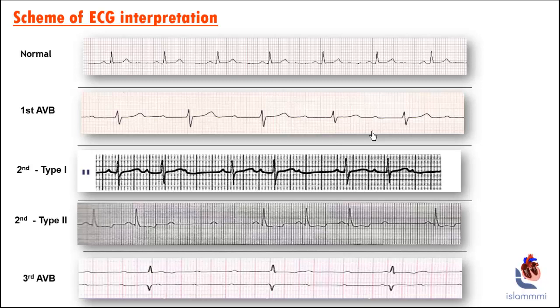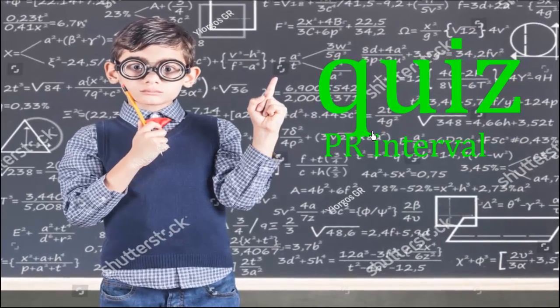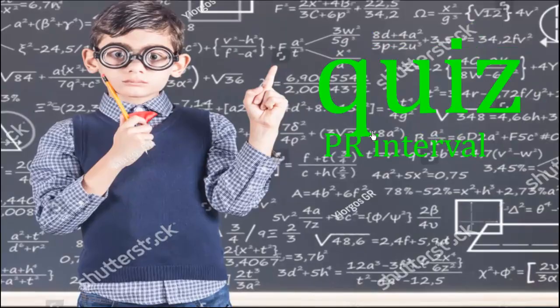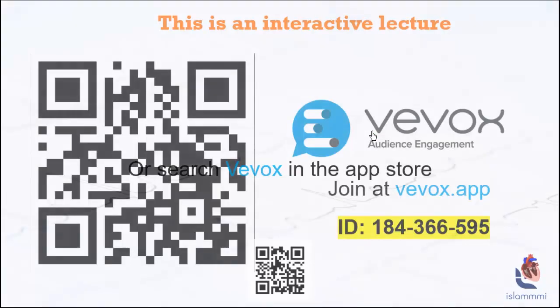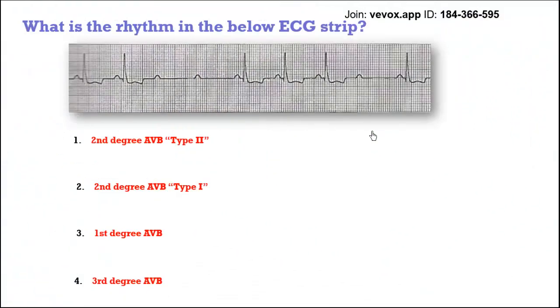Type 3, as we said, has extreme bradycardia. If you measure the distance between the R waves, they should be regular. The R to R should be regular, and the PR interval is variable. So now let's take the quiz as we used to. I will try to help you as much as I can. The same Vevox. So let's start the quiz now.